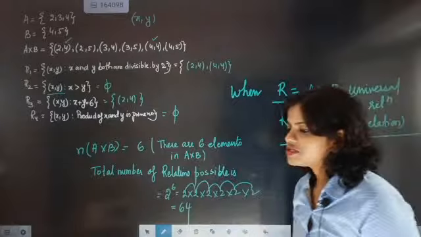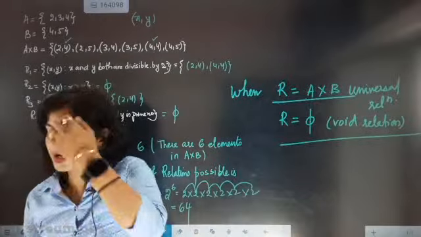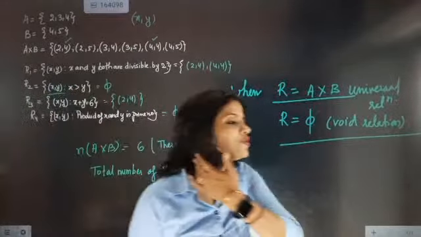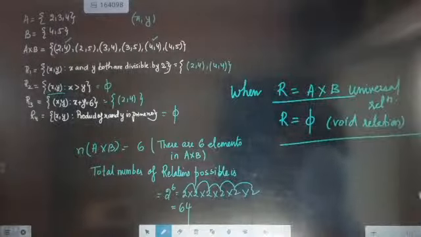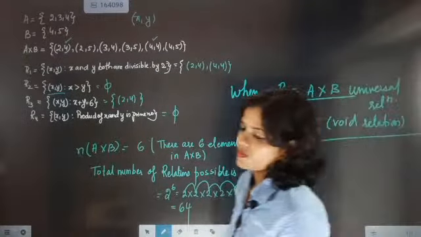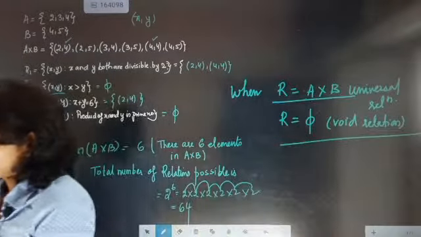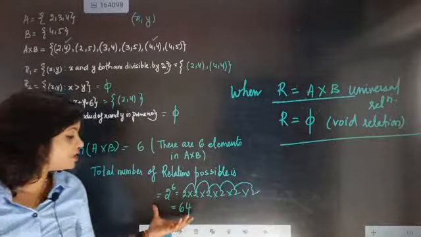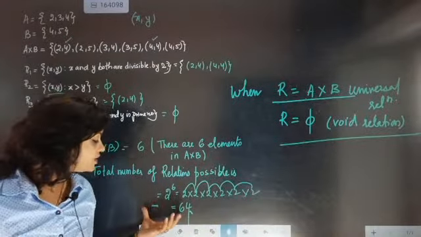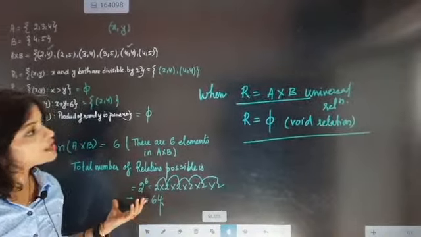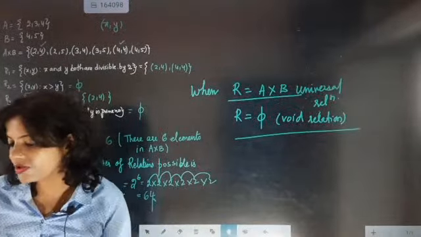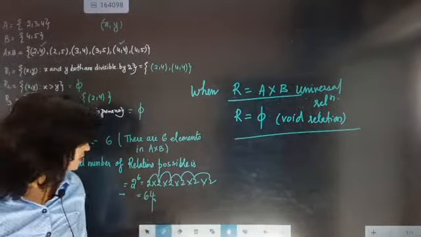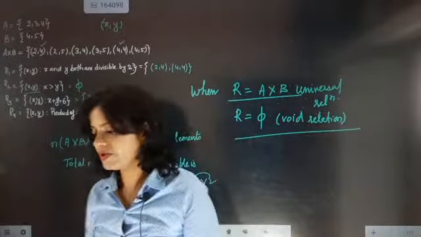I hope you have understood this. What is the universal relation and what is the void relation? Most of the time the relation will not be universal or void. Sometimes the relation itself will be universal, or sometimes the relation will be void. When the relation is void, it means nothing is common, and when the relation is universal, it means everything is common. Back to back, A cross B will be equal to R.